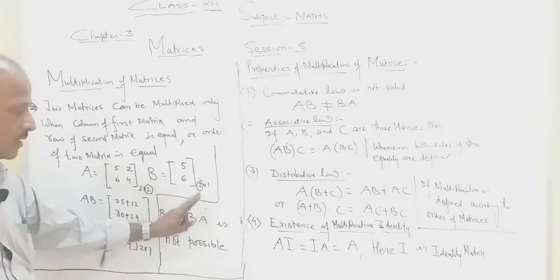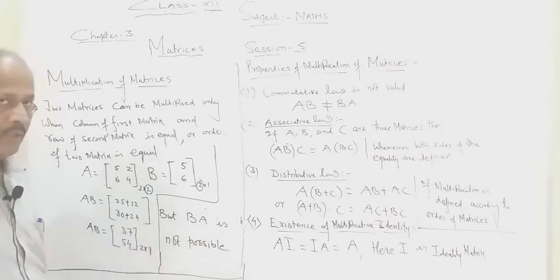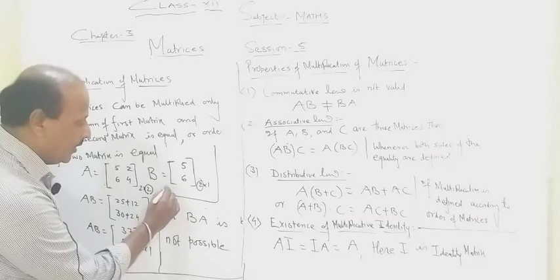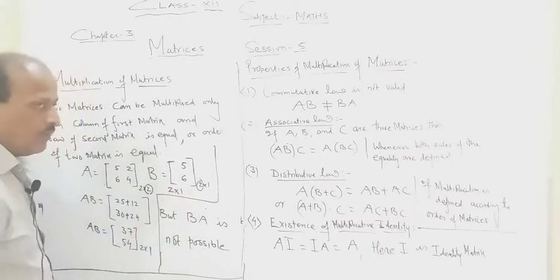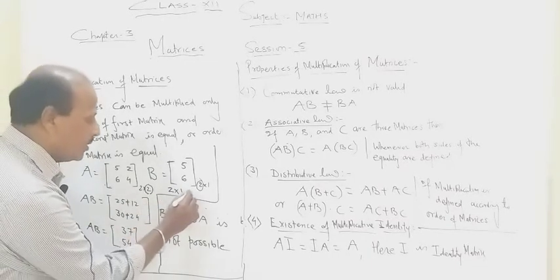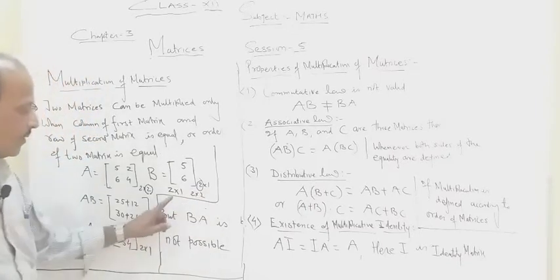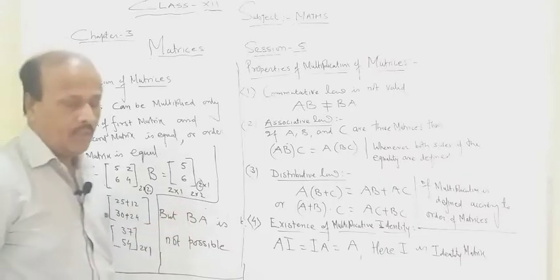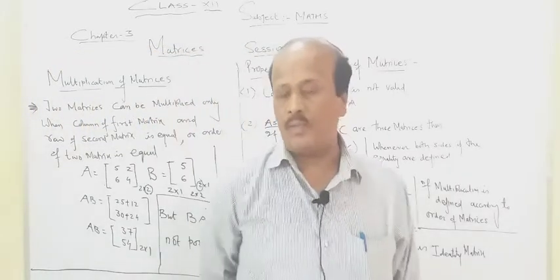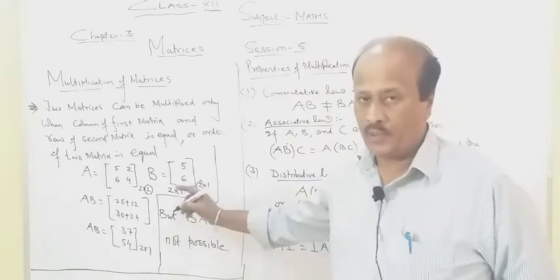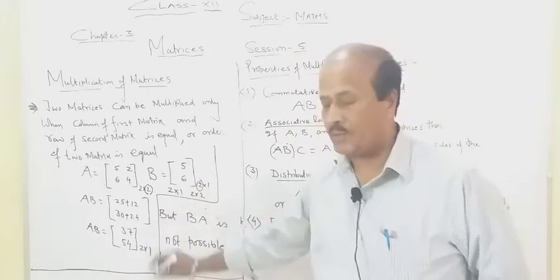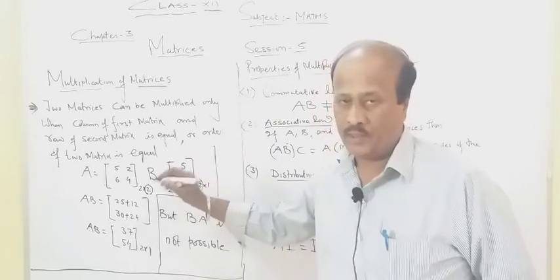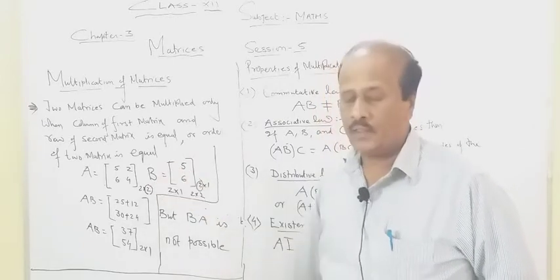But if anybody asks me to find B into A, we will not be able to multiply. Why? For B into A, the order of B is 2 into 1 and the order of A is 2 into 2. So see, here the column is 1, the row is 2, so we cannot multiply. So A into B is possible in this case. Purposefully I took that example where A into B is possible but B into A is not possible. I am showing you how we can multiply. It is like a revision.